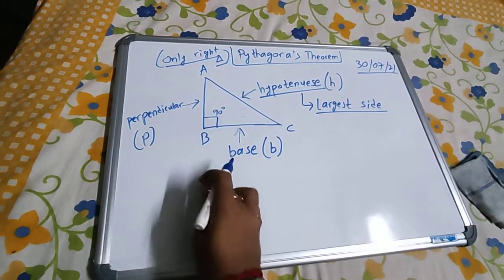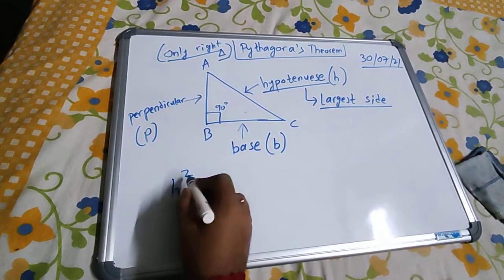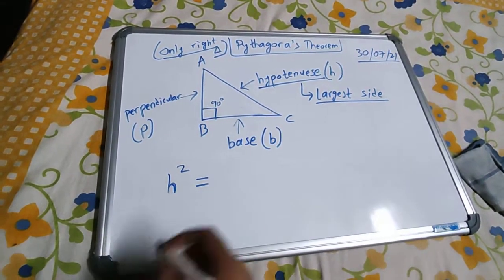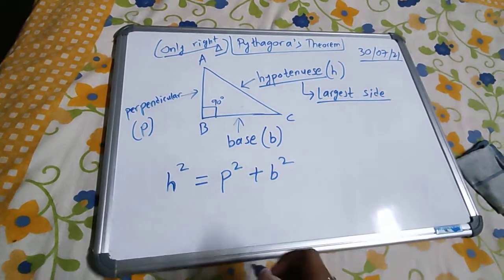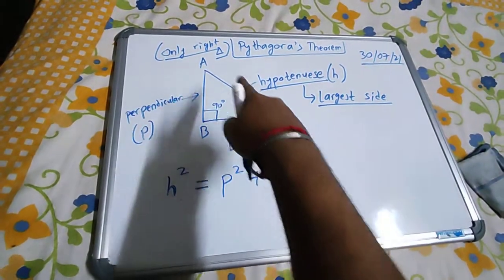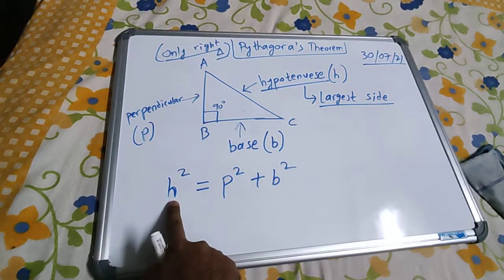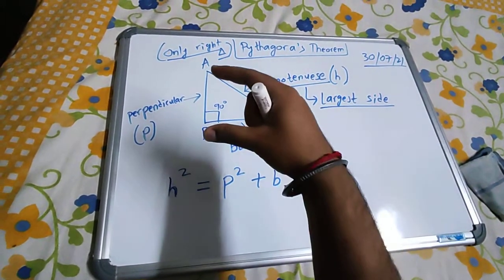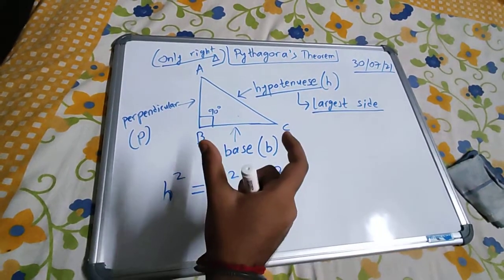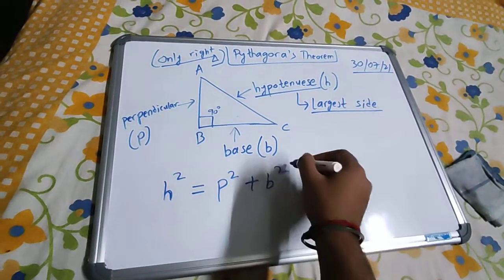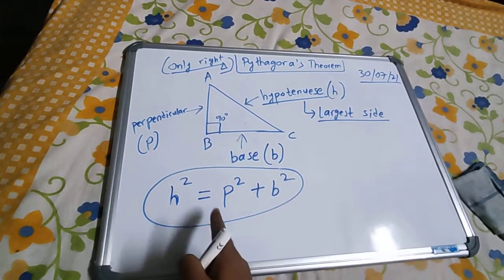What does the relation stand out to be? Hypotenuse square, that means H square, is equal to perpendicular square plus base square. That means the square of the length of the hypotenuse is equal to the square of the length of the perpendicular plus the square of the length of the base. This is the Pythagoras theorem.